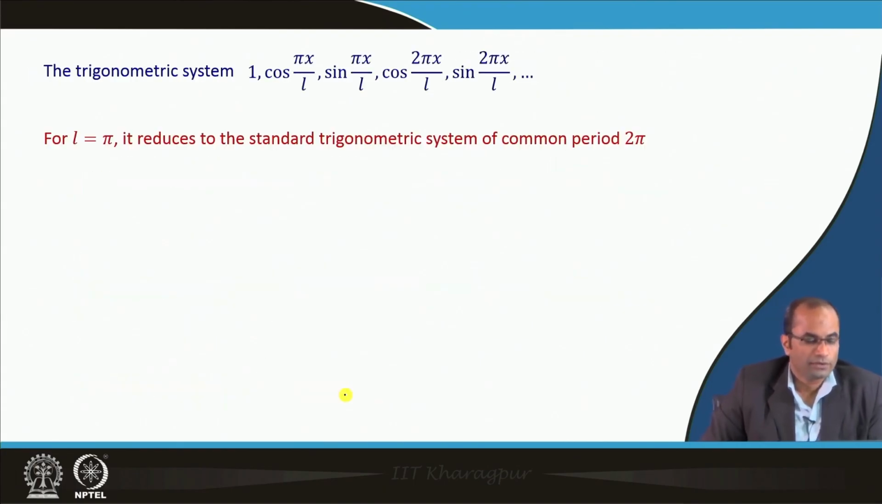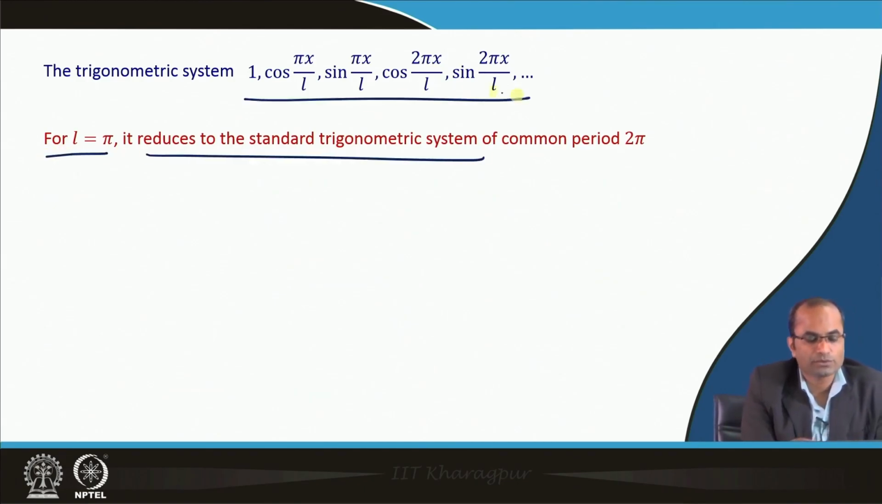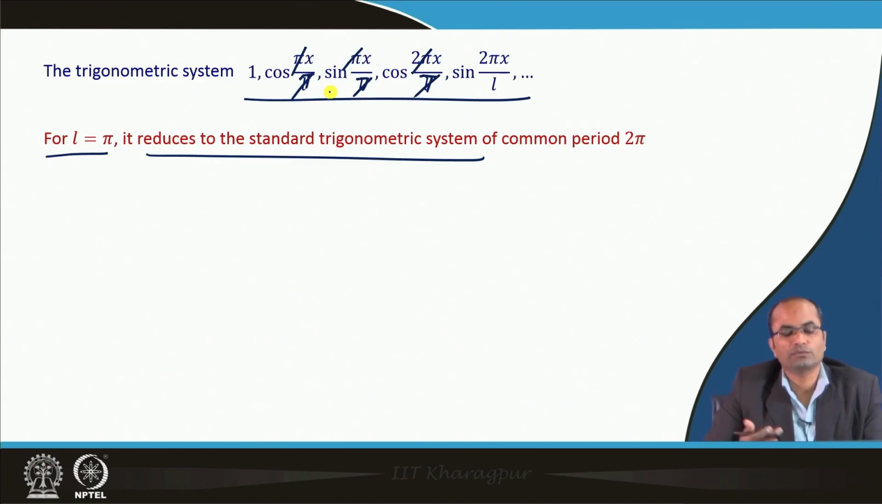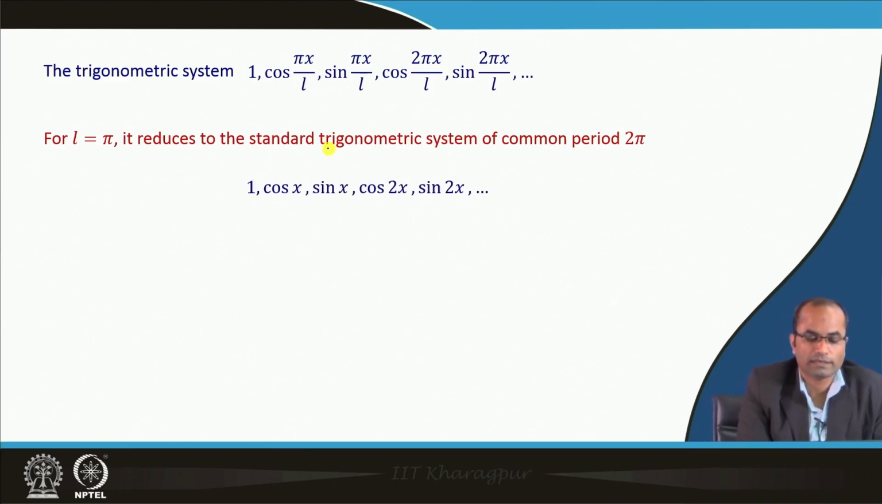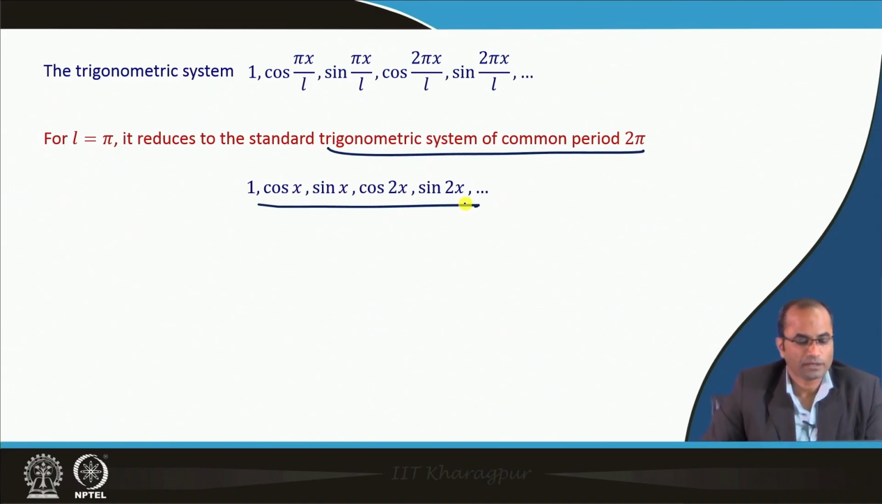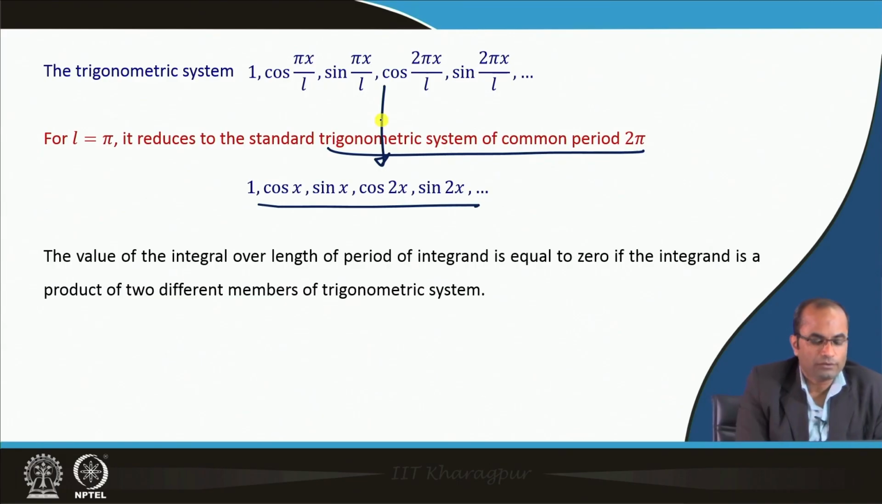Now, a remark. For L equal to pi, this system reduces to the system which we have discussed before: 1, cos x, sin x, cos 2 x, sin 2 x, etc. This is the standard trigonometric system of period 2 pi, which can be obtained from this one.